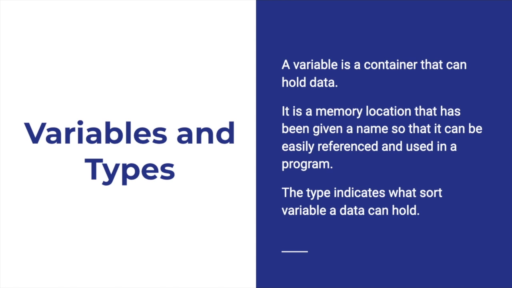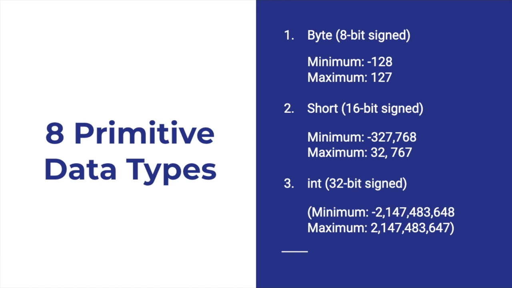A variable is a container that can hold data. Virtually all programming languages utilize the variable feature. It is a memory location that has been given a name so that it can easily be referred to and used in a program. The type indicates what sort of data a variable can hold. So we're looking at variables, and then we have the type of variable. When we declare a variable in Java, we need to tell it what type of data it should hold and what type of data it can't hold. We have 8 primitive data types in the Java programming language.